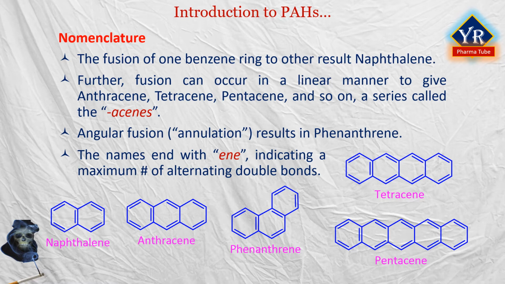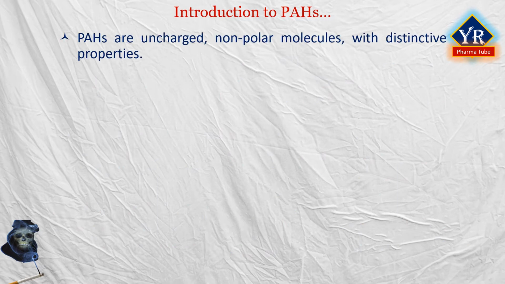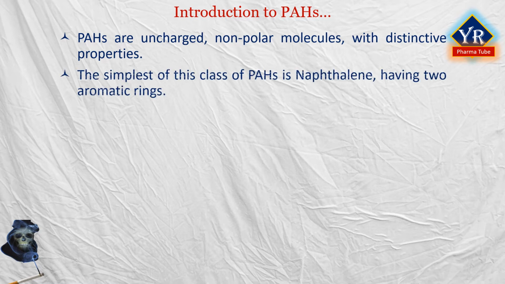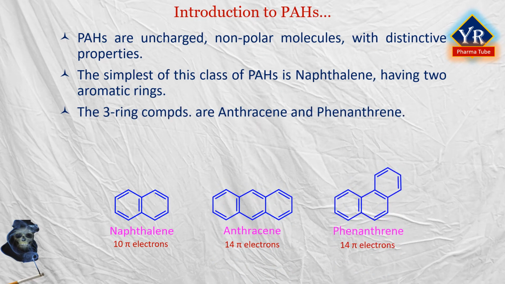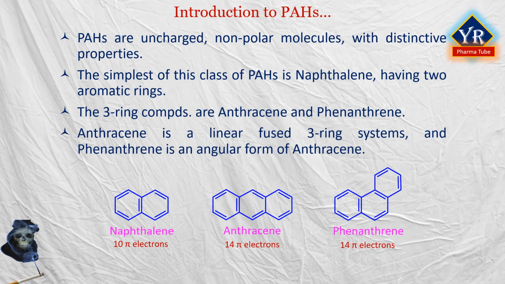However, if the individual rings that are fused to form the polycyclic compound are aromatic, then the fused compound is also considered to be aromatic. Polynuclear hydrocarbons are uncharged, non-polar molecules with distinctive properties due in part to the delocalized electrons in their aromatic rings. The simplest of this class is naphthalene, having two aromatic rings. The three-ring compounds are anthracene and phenanthrene. Anthracene is a linear fused three-ring system and phenanthrene is an angular form of anthracene.